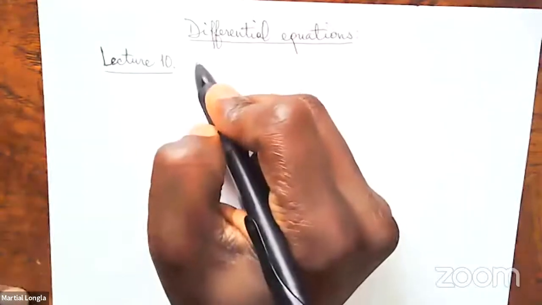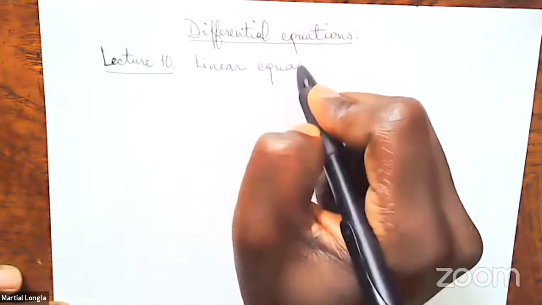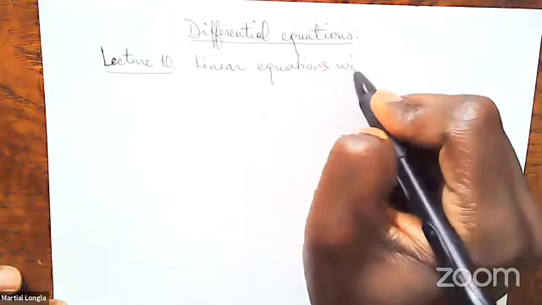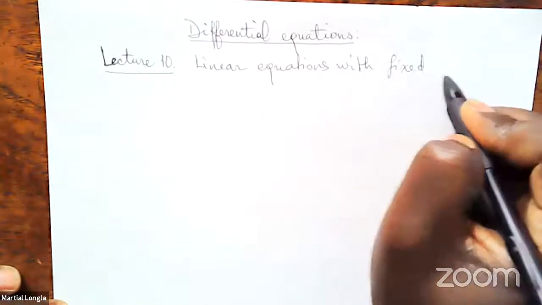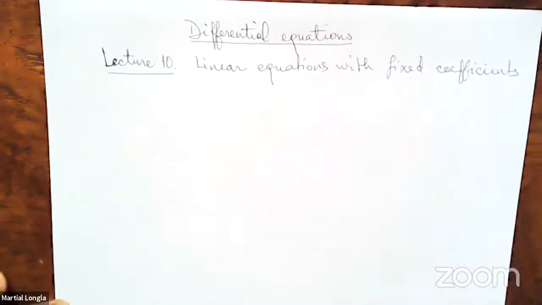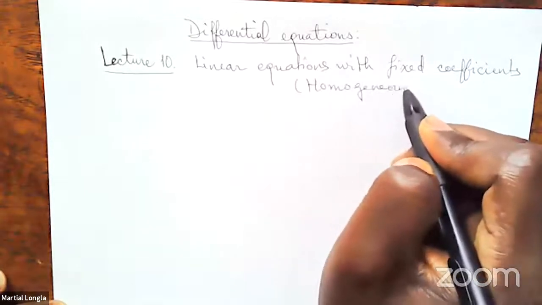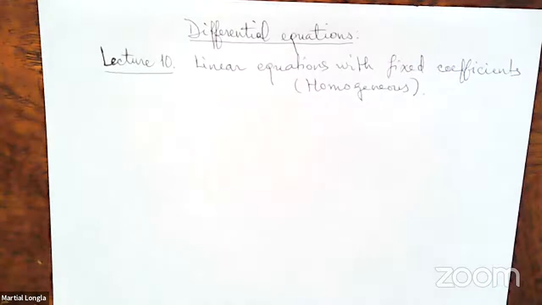All right, so we're going to do differential equations, and the topic will be an update of what we had at the end of the previous lecture, which is linear equations with fixed coefficients, and that is, of course, homogeneous. Last time we talked about second order equations. Today we will talk about equations of order larger than 2.